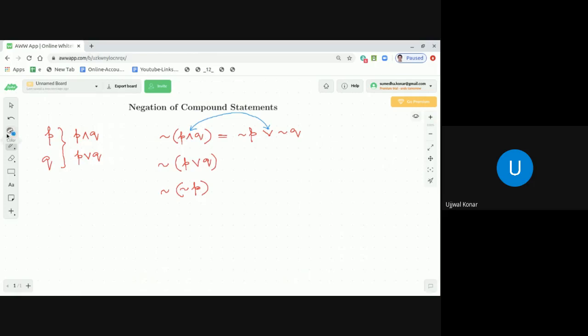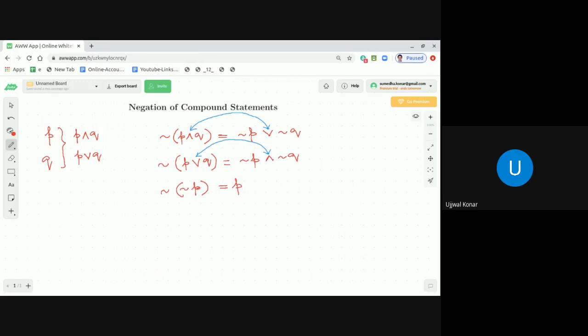Similarly, if we make the negation of P or Q, that means negation of P and negation of Q. And here also notice, dear students, that or is being replaced by and when we make the negation of that one. And the negation of a negation of a statement is obviously the original statement. So you can write that it is equal to P. Correct? Obviously, if you make a negation of a negation, you will get this.